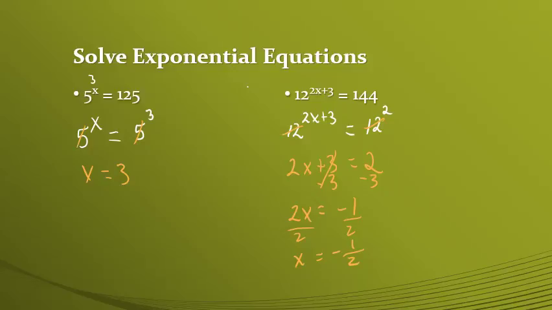And let's see, if I plugged in, let's go back over here. I'll put this in a different color. If I had 12 raised to the power of 2 times negative 1/2 plus 3, what am I going to get? Well, 2 times negative 1/2 is negative 1. So I'd have 12 to the negative 1 plus 3. Well, negative 1 plus 3 is 2. So I got 12 squared equals 144, which is 12 squared. And shazam, we have solved an exponential equation.